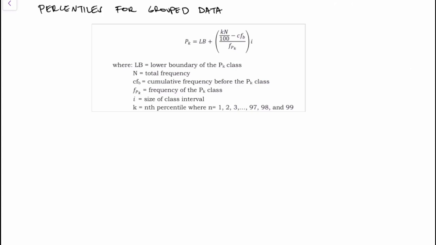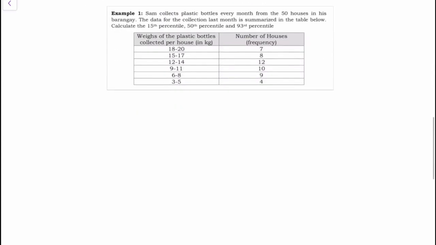Now, to better understand this formula, let us have an example. Sam collects plastic bottles every month from the 50 houses in his barangay. The data for the collection last month is summarized in the table below. Calculate the 15th percentile, 50th percentile, and the 93rd percentile.